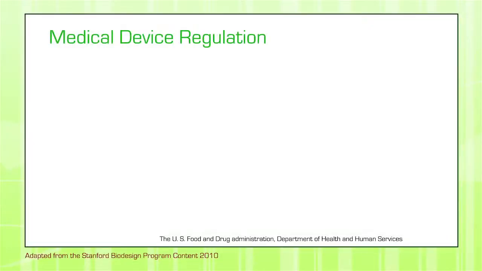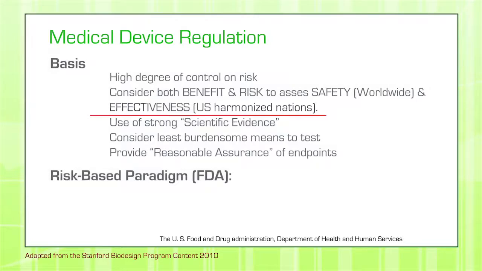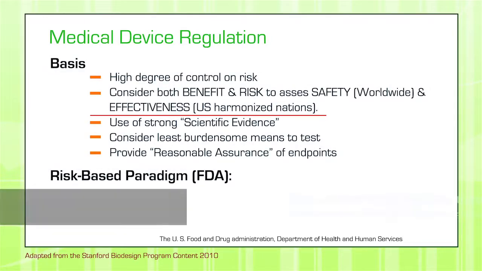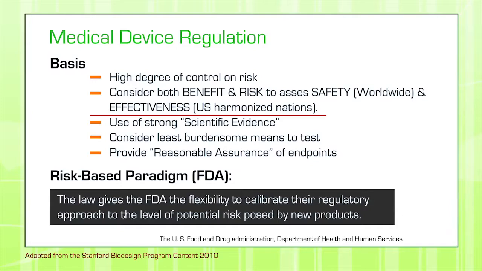With this in mind, consider that for the US, there is a very thorough analysis of the benefit and risk ratio in order to assess safety, which is a worldwide idea that must be met for a medical device to be regulated. But also in the specific case of the US and US harmonized nations, effectiveness is a component that is essential for device regulation.